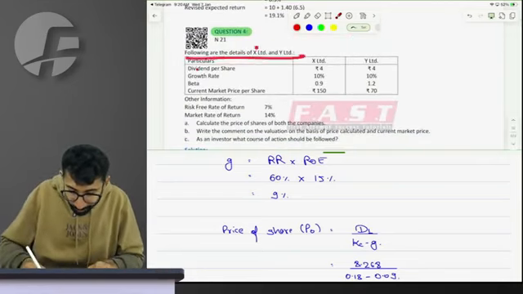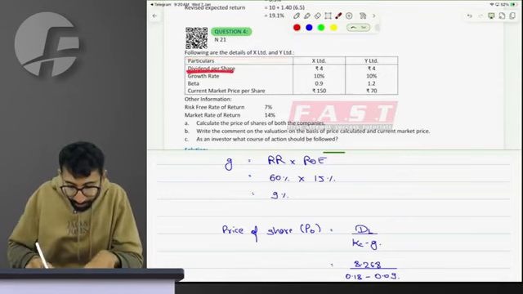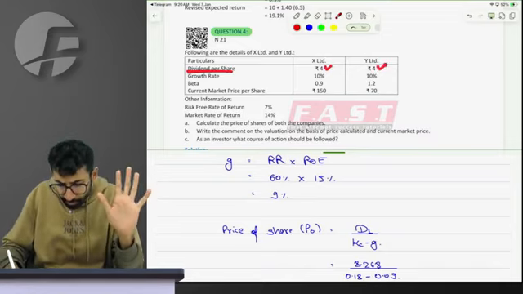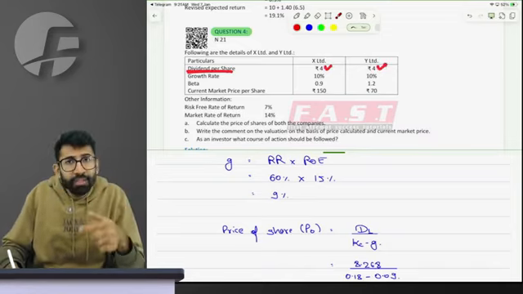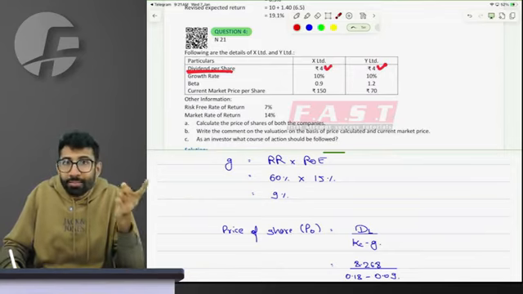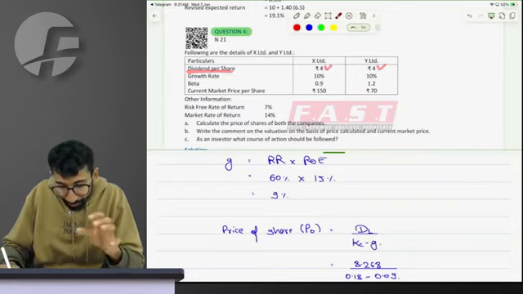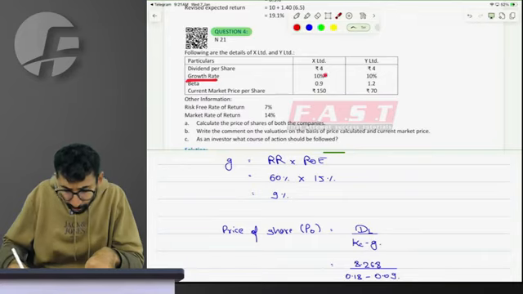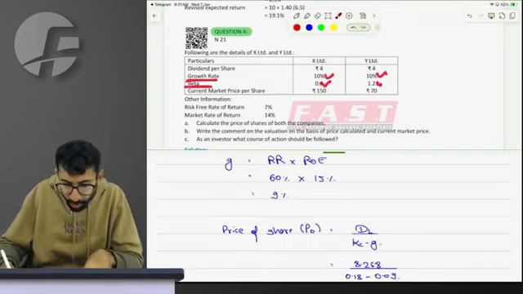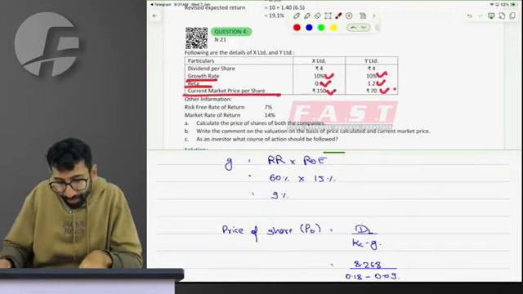Following are the details of X Limited and Y Limited. There are two companies. If I talk about the dividend per share, it is 4 rupees for both the companies. Sir, dividends are same, but is this the dividend of year 0 or year 1? In the absence of information, we assume the given dividend to be of year 1. Fine. Growth rate of the two companies is the same, 10%. The betas of the two companies are 0.9 and 1.2. The market price currently is 150 and 70.